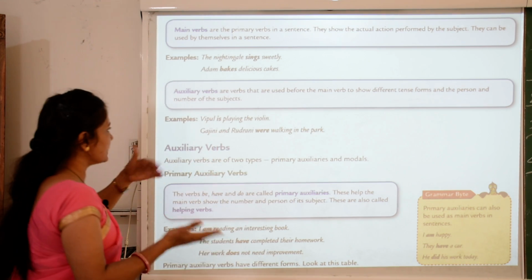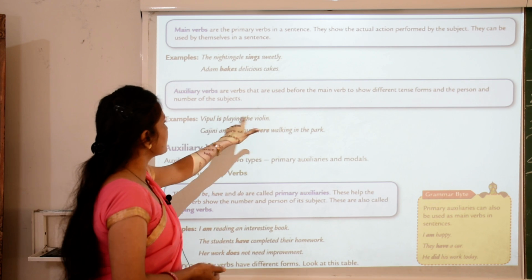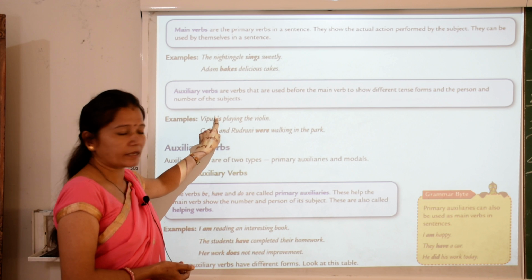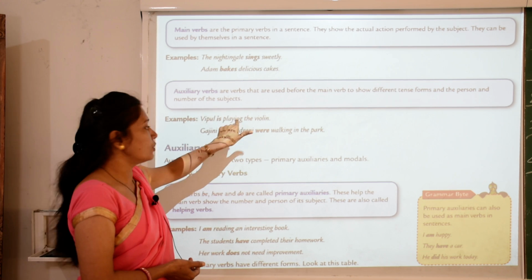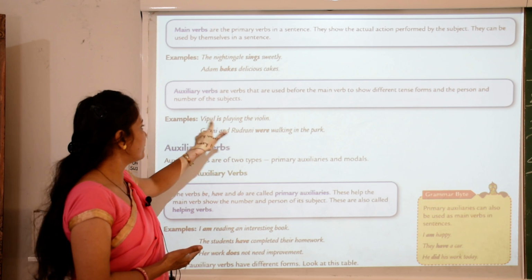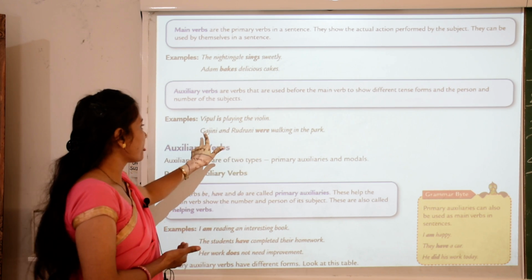Let's read the sentence. Vipul is playing the violin. Here our auxiliary verb is "is", and playing is the main verb. So auxiliary verbs always come before the main verb. Vipul is playing the violin.